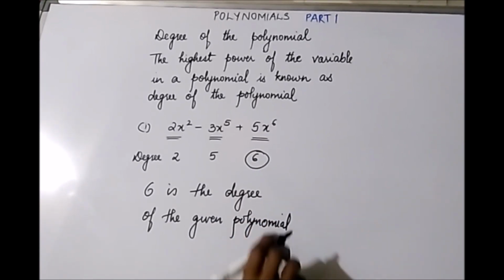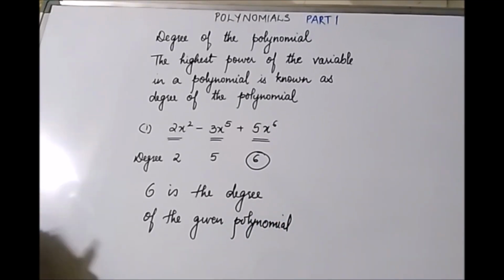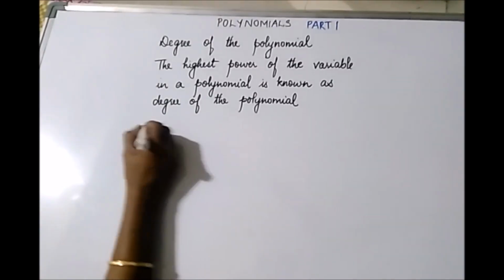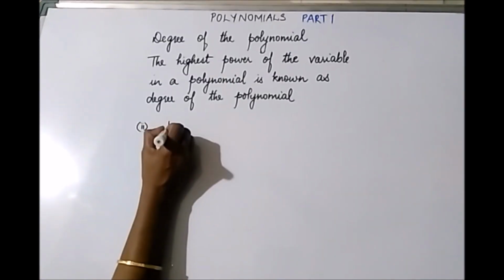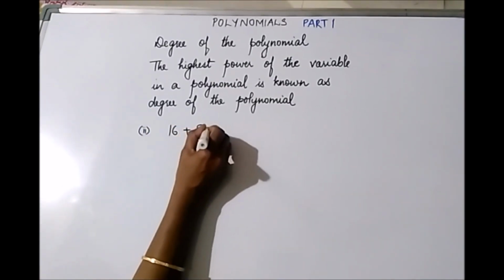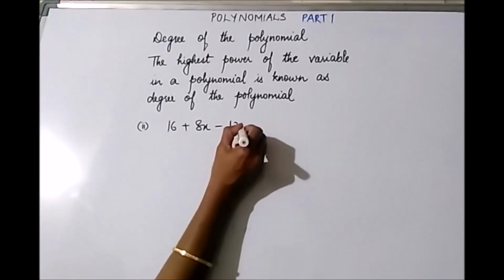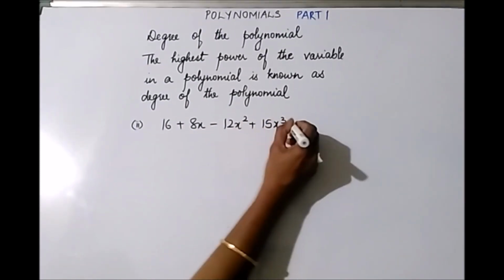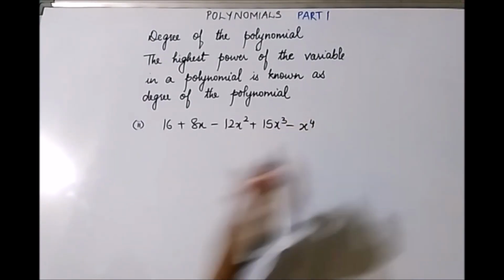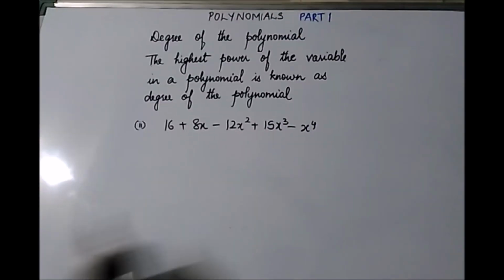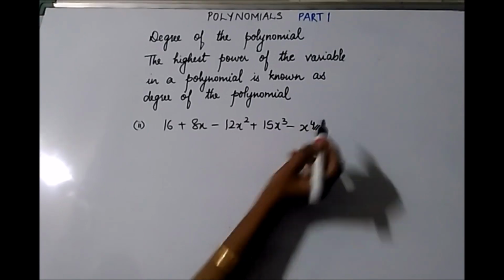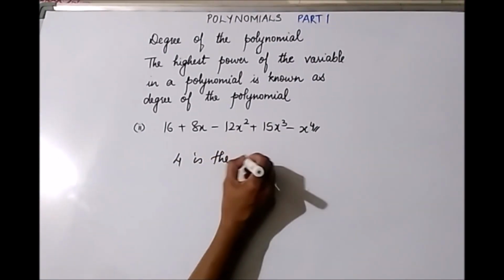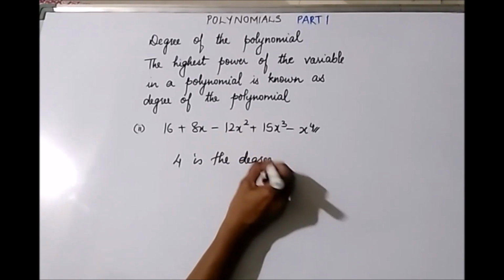Let us take one more example. 16 plus 8x minus 12x square plus 15x cube minus x raised to 4. As you can observe, 4 is the highest power, hence 4 is the degree of the given polynomial.